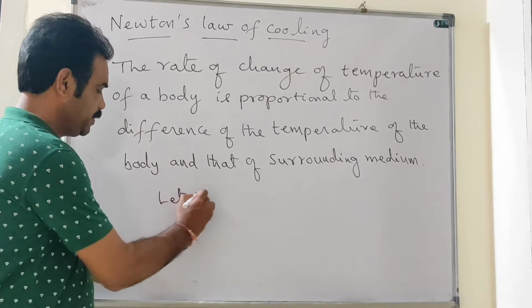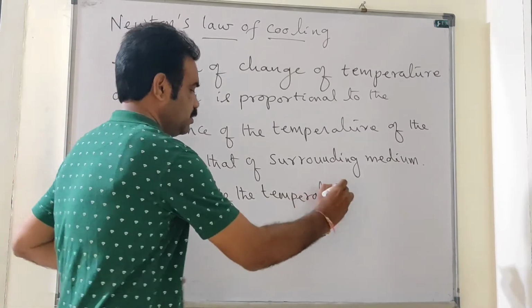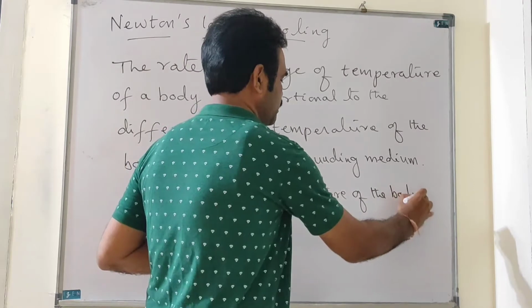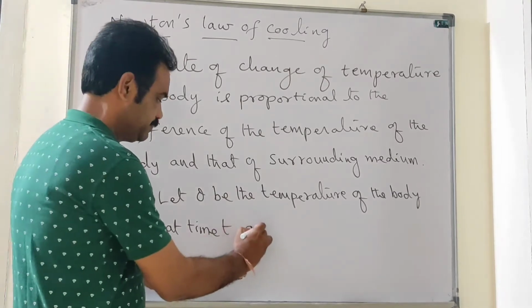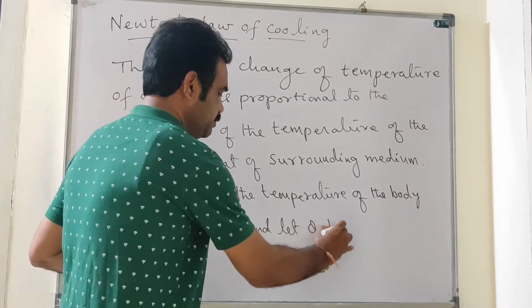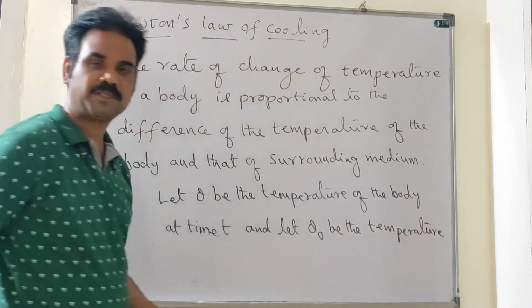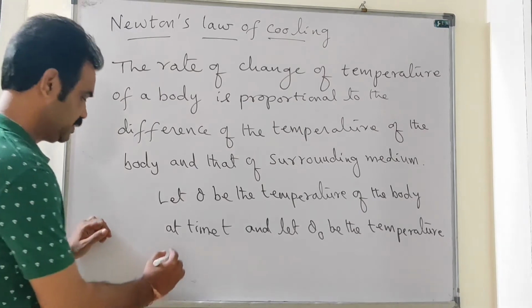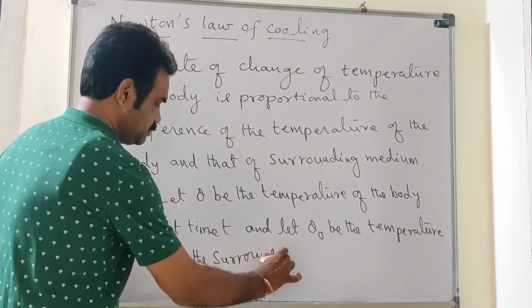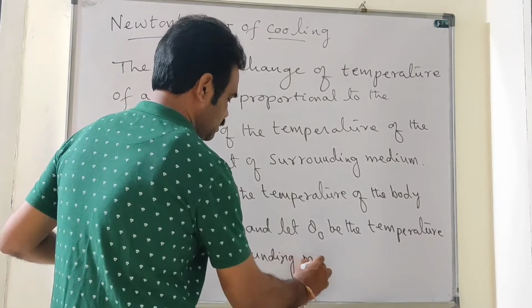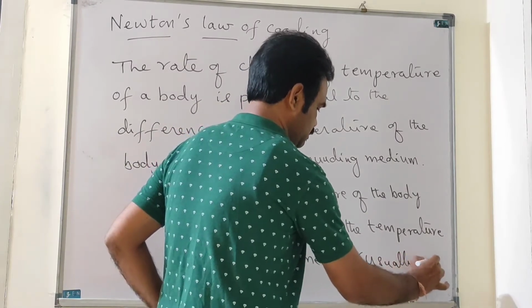Let theta be the temperature of the body at time t, and let theta naught be the temperature of the surrounding medium, that is usually air.